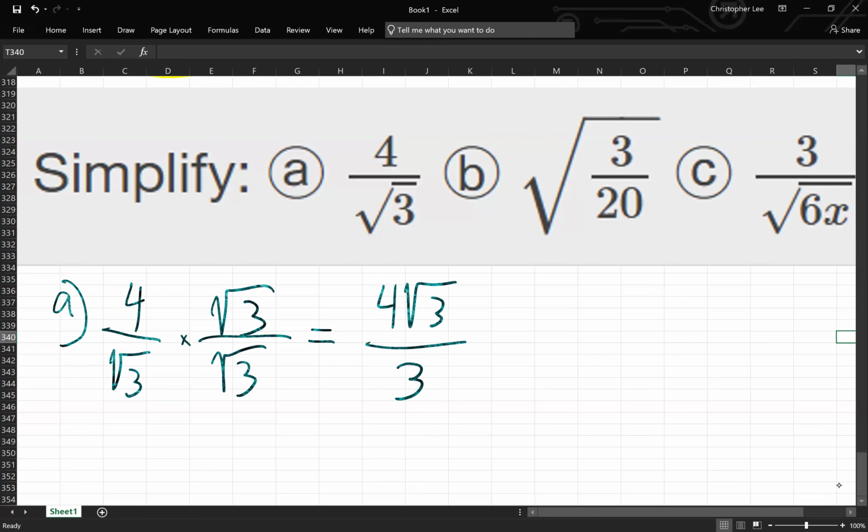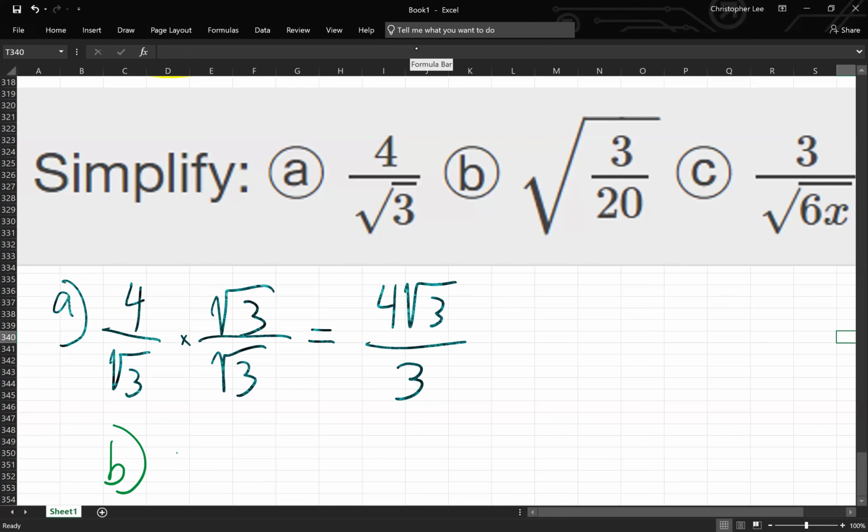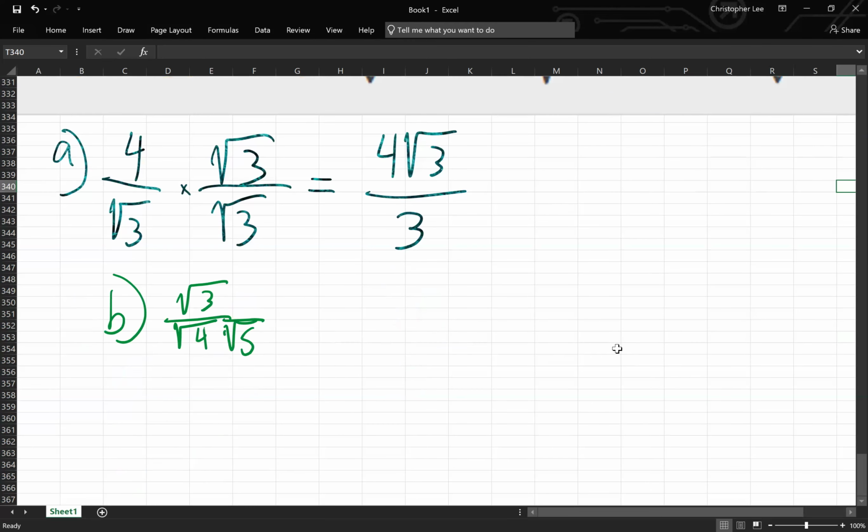All right, let's look at B. B is a little different. I'm going to break this up. This becomes square root 3 over square root 4 times square root 5. And then the square root of 20 we know is going to be 2 square root 5.